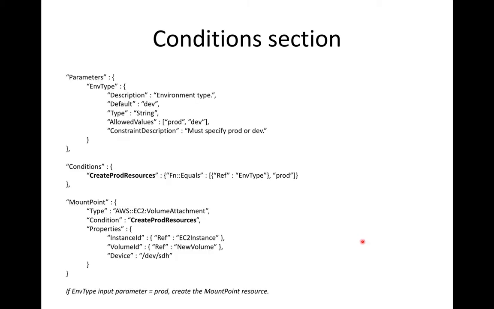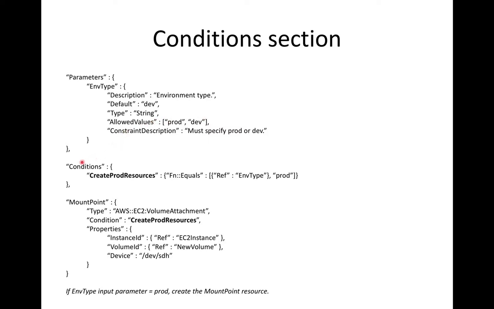Let's look and see how this works. We have a parameter section here at the top, and the parameter section defines an input parameter called EnvType. It stands for environment type, which is a string value, the default of which is dev. You can either type in prod or dev. Those are the allowed values.